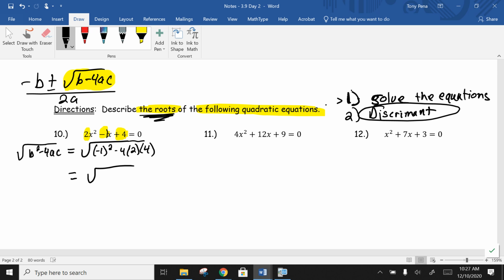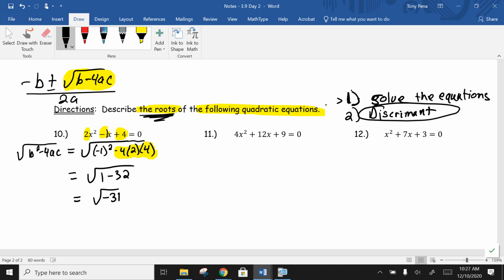So when we now do this, I'm going to get 1. And then let's multiply all of this out. So negative 1 squared is a 1. A negative 4 times 2 is a negative 8. That negative 8 gets multiplied by a positive 4. So that should be a negative 32. So what we get underneath our radical is a negative 31.